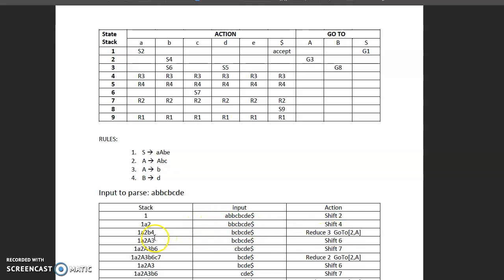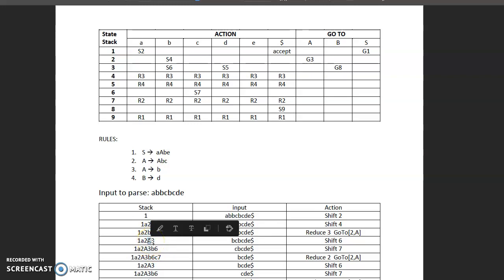So now we have 4 and we have B, which is a reduce 3, right? What this says is that our handle is B. So wherever we have a B, we're going to replace that with a capital A. If we look here, we have a B. This is going to get replaced with a capital A, as it did right here. That A is now capital.